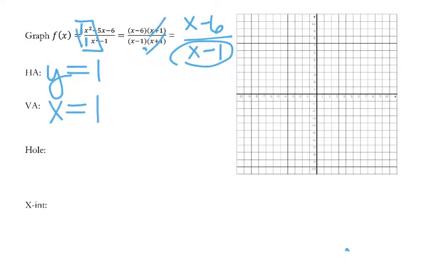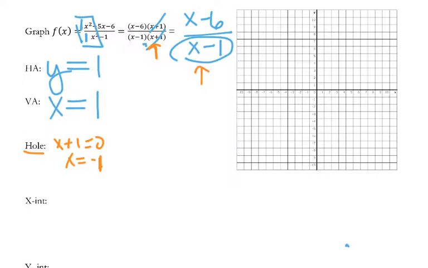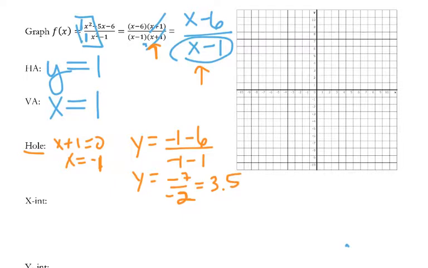Next, I can think about the hole. The hole, I look at the factors that canceled. x plus 1 equals 0, so x equals negative 1. My hole will be at x equals negative 1. I need to plug negative 1 back into my simplified function to find the y value. So y equals negative 1 minus 6 over negative 1 minus 1. That gives us a y value of negative 7 over negative 2, which is 3.5. So our hole is at negative 1, comma 3.5.